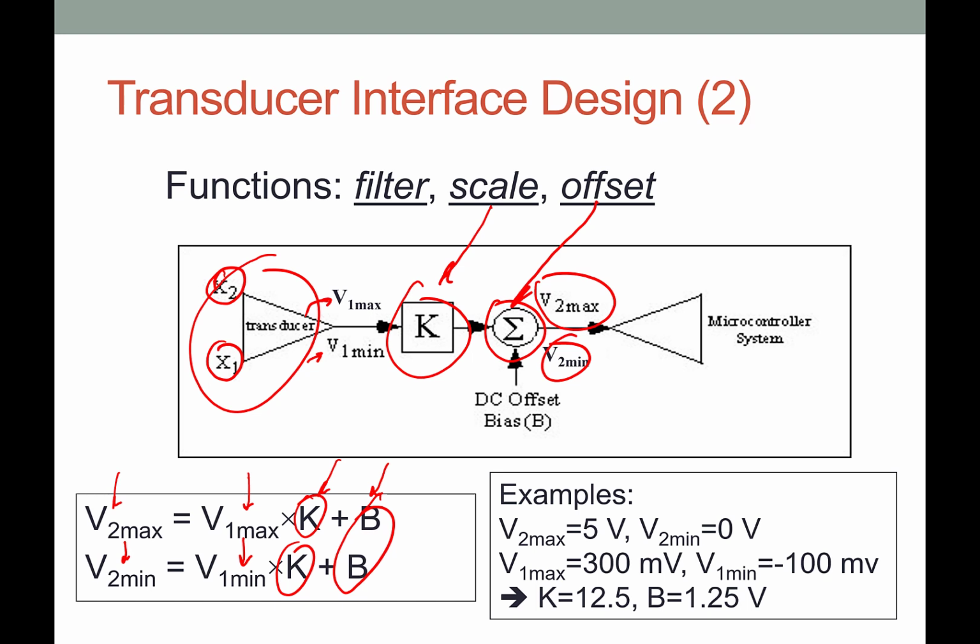What if your V1 max and V1 min are 300 millivolts and minus 100 millivolts, and you want it to be standard TTL output, so 5 volts is the highest, 0 volts is the lowest, then that would give you that K needs to be 12.5 and B needs to be 1.5, and that's what you have to put. You have to put an amplifier and offsetter in between here and your microcontroller system to be able to get the proper readings there.